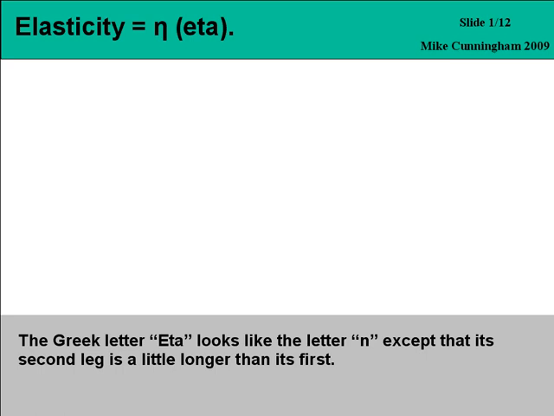First of all, we need to note that we measure elasticity with the Greek letter eta, which looks a little bit like an N with an elongated tail. So a little bit like an N. Like much of mathematics, we use Greek terms, but eta is what we use for elasticity. Now let's start.